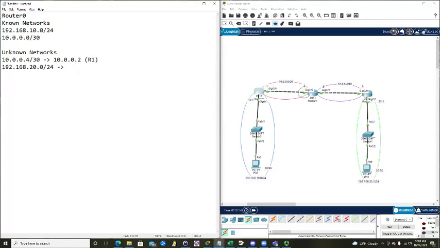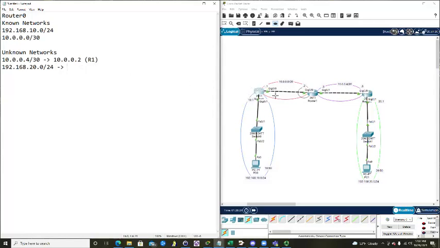So now, same thing, I'm telling router 0 that the 192.168.20.0 network exists, and that if I want to get there, I'm also going to be sending traffic over to router 1. Again, I don't know how far away this 192.168.20.0 network is from router 0's perspective. I just need to tell it where the next destination is.